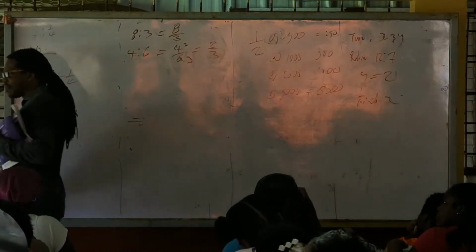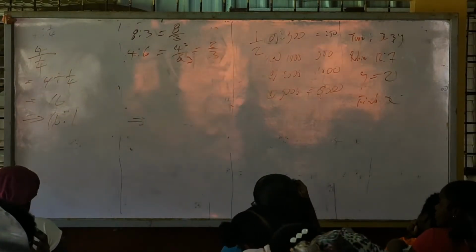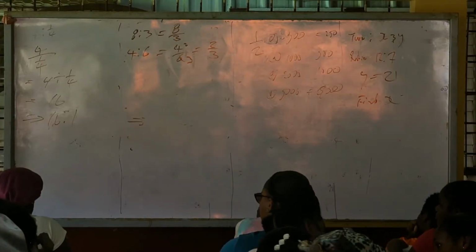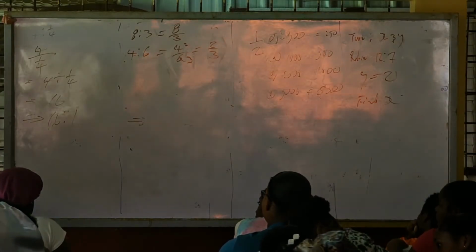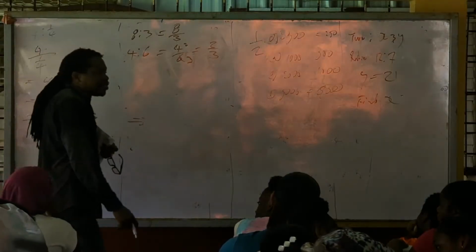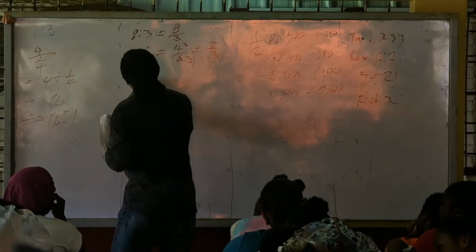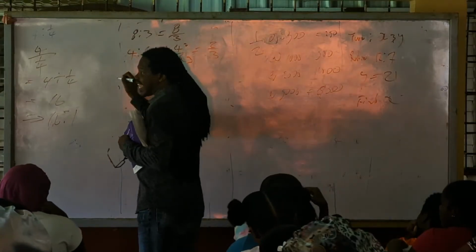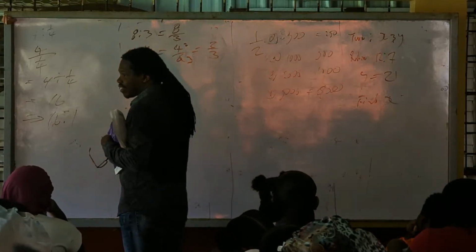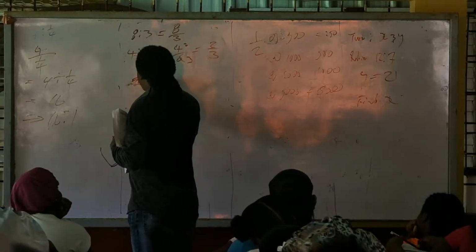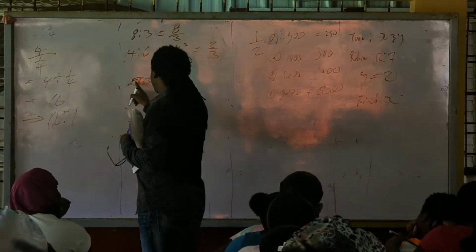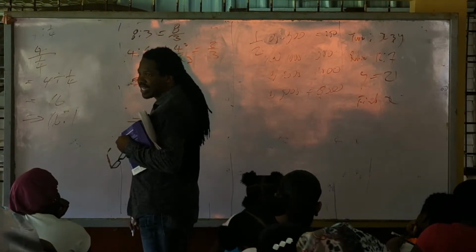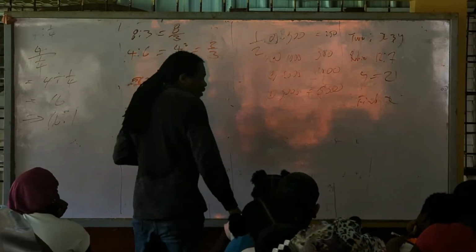How do I know if a number can be divided by 3? If the digits added can be divided by 3. Can 36 be divided by 3? Because 3 and 6 are 9, and it can divide by 3. Everybody understand? Can 363 be divided by 3? Because 3 and 6 are 9, and 3 more is 12, and it can divide by 3. Everybody understand that?